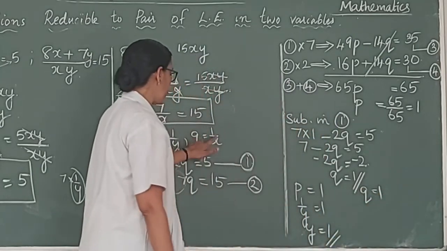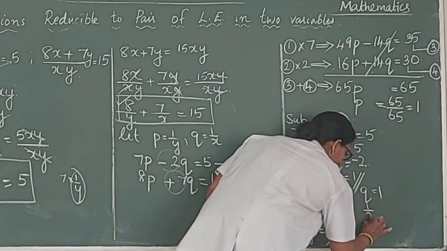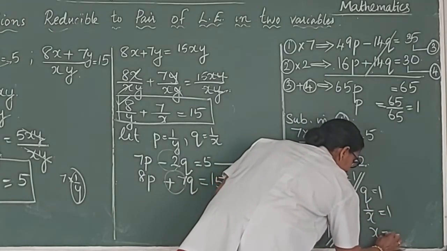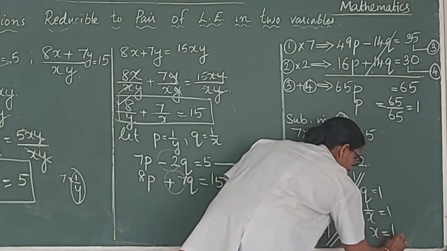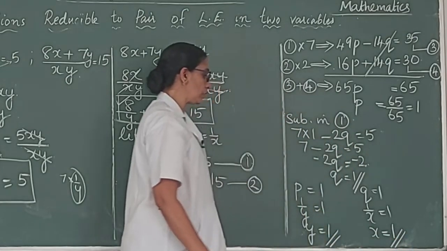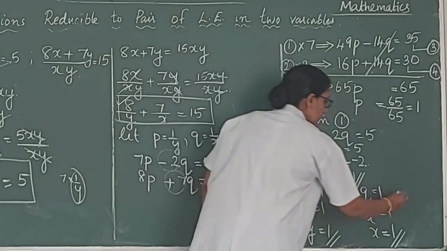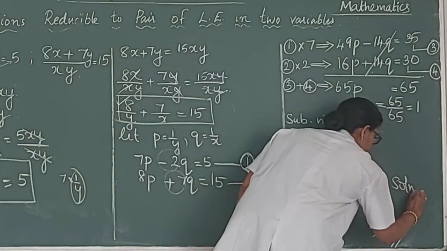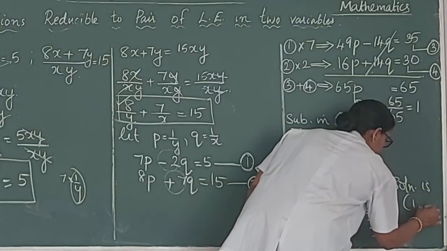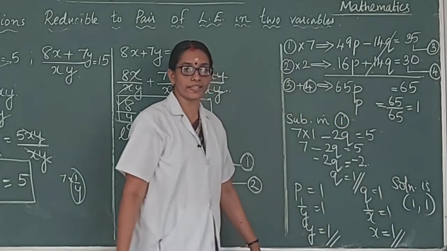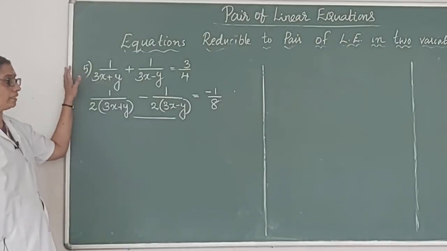Q is 1 by X. 1 by X equal to 1. So, X equal to 1 by 1, 1. So, what is the solution? 1, 1. Okay. So, the solution is 1, 1. Okay, children. Next question.